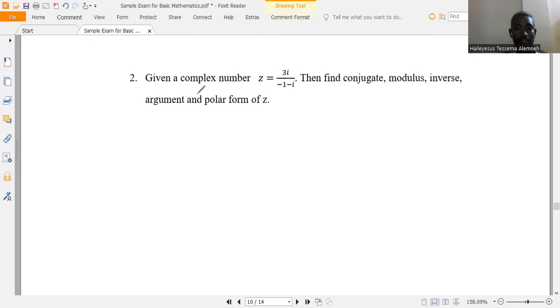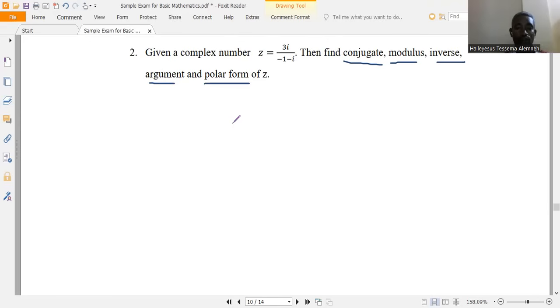And the next one is: given a complex number z is equal to 3i over minus 1 minus i, find the conjugate, the modulus, the inverse, and the argument, and the polar form of z. z is equal to 3i over minus 1 minus i.